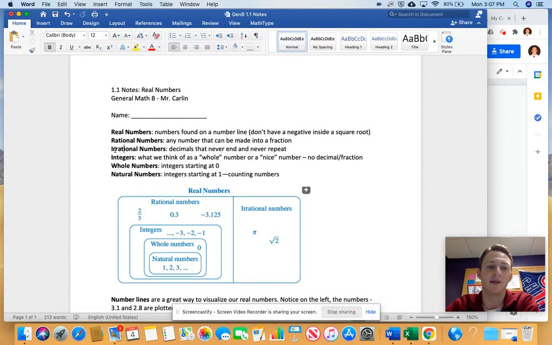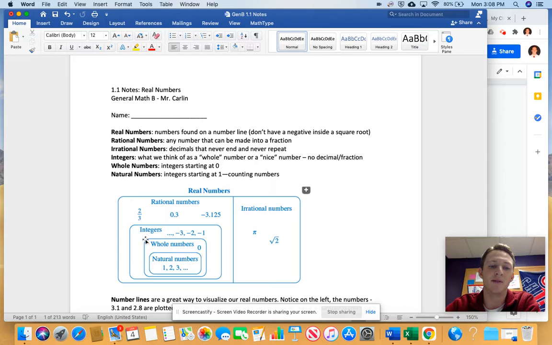Whereas an irrational number just means the opposite, or not. So it is not a ratio. It is not a fraction. That would be a decimal that never ends. So pi never ends. It's like 3.14159... and it keeps going, it keeps going, it keeps going, and it never repeats. And then another example would be the square root of 2. Again, type it into a calculator, plug it in, and that decimal will never stop and never repeat.